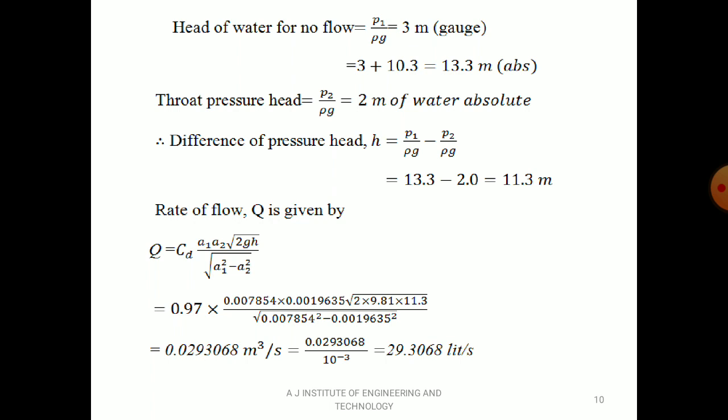So that's the discharge. You can convert it to liter per second. It is not asked in the question, but you can just do that. 0.0293068 divided by 10 to the power minus 3 is equal to 29.3068 liter per second. That's the value of discharge, rate of discharge or rate of flow. So that's the end of this solution.